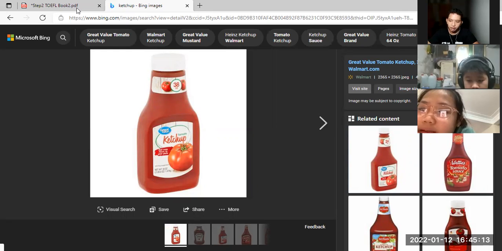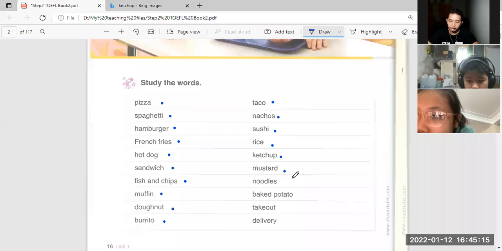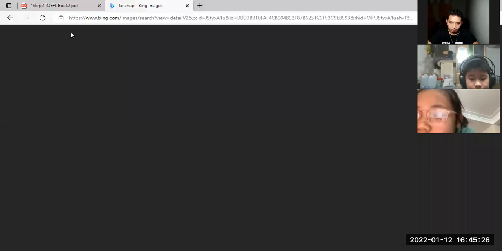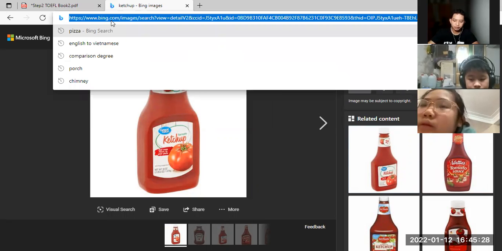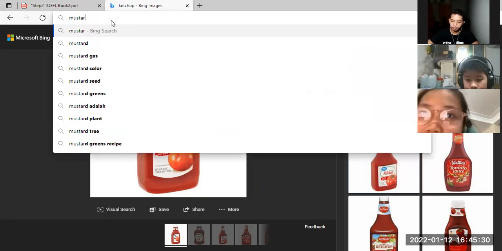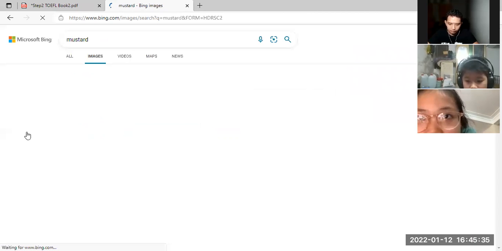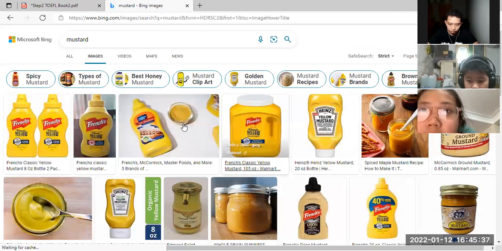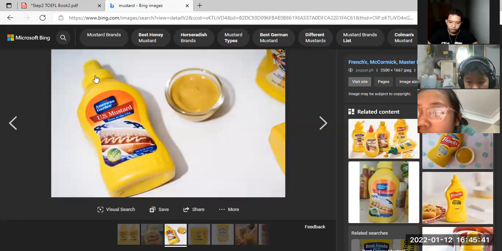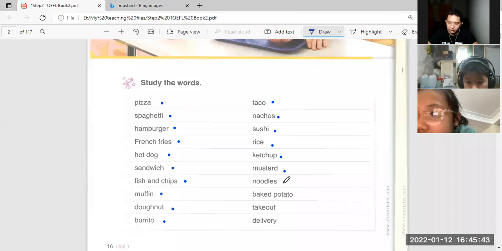Okay. Next we have mustard. Le, do you know what mustard is? Yes. All right. Next, I will show you mustard first. So this is mustard, like a yellow sauce. Mustard is like a yellow sauce. Okay.